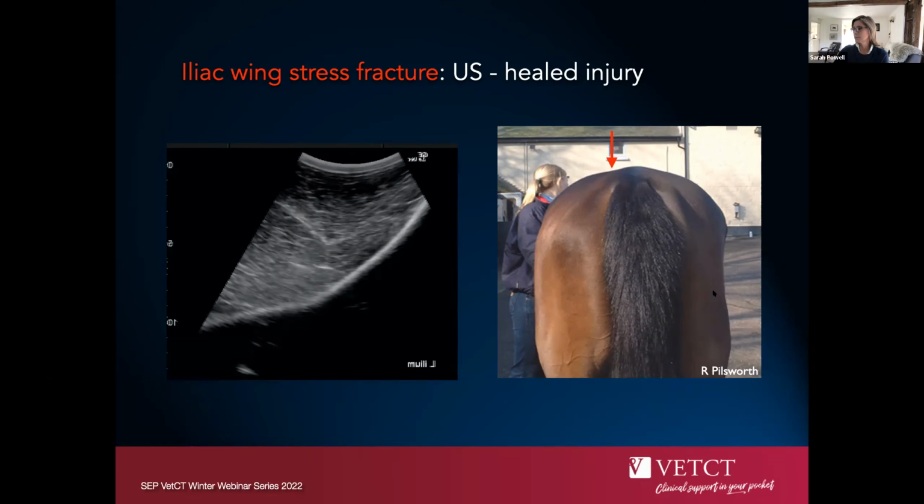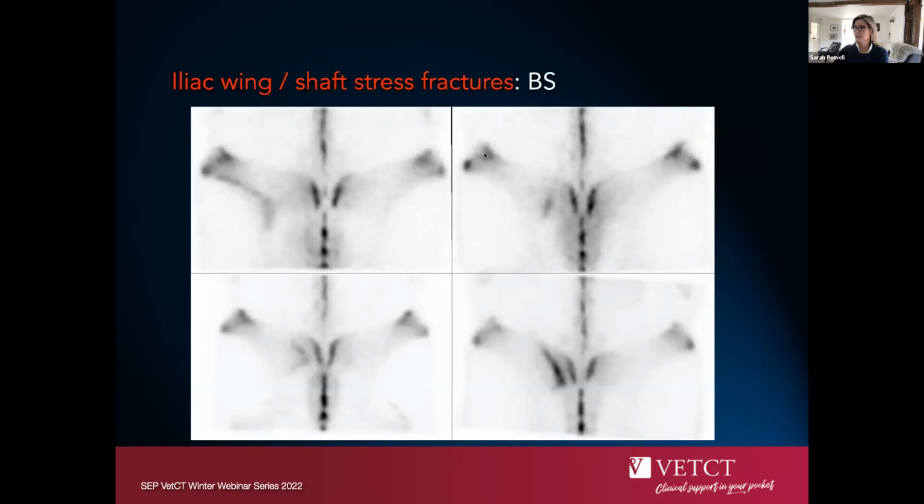This horse has actually also got a much more serious injury of the right side of the pelvis. So we've got profound muscle wastage on this side from a severe injury to this iliac wing, but he's also had one on this left side, and you can see that by that little divot next to the tuber sacrale on that side. They have various presentations on bone scan.